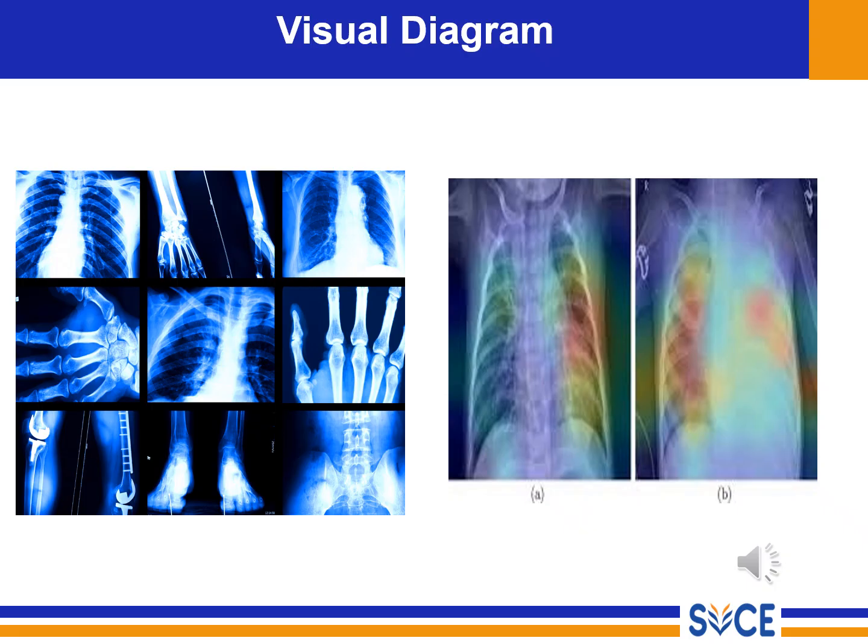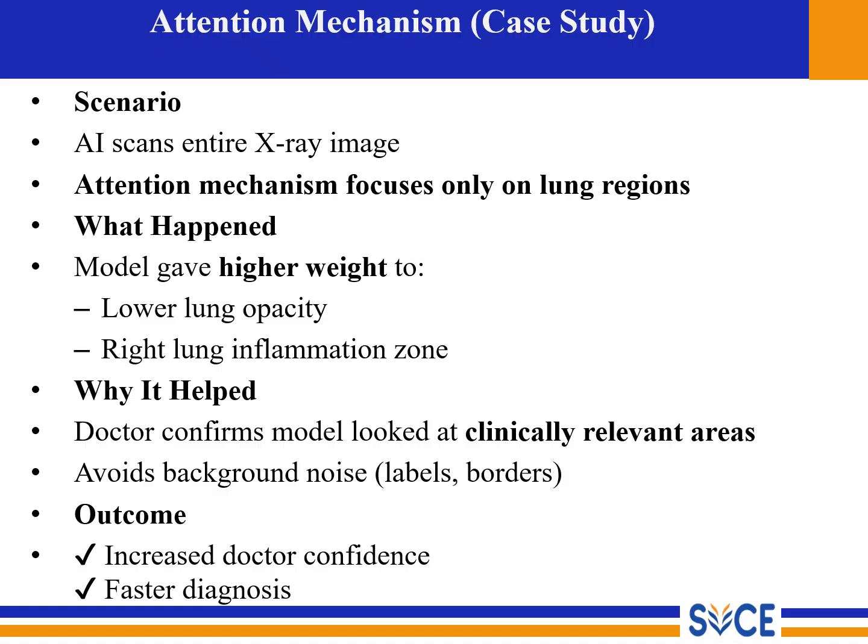This is a visual diagram of pneumonia chest X-rays. Now let us move into the first important concept, attention. The AI does not blindly look at the whole image equally. Instead, it focuses on important regions, just like a doctor. For example, it focuses on lung areas. It ignores the background like labels or borders.